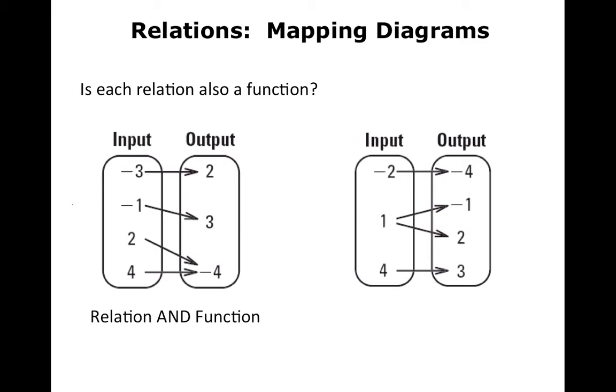It is a function, a relation and a function. Again, there's only one output for each input. Look at the second one. Hopefully you're thinking it is not a function, so it's only a relation, because the one input produces two different outputs. There are two arrows that go from the one to two different outputs. So it's a relation only.